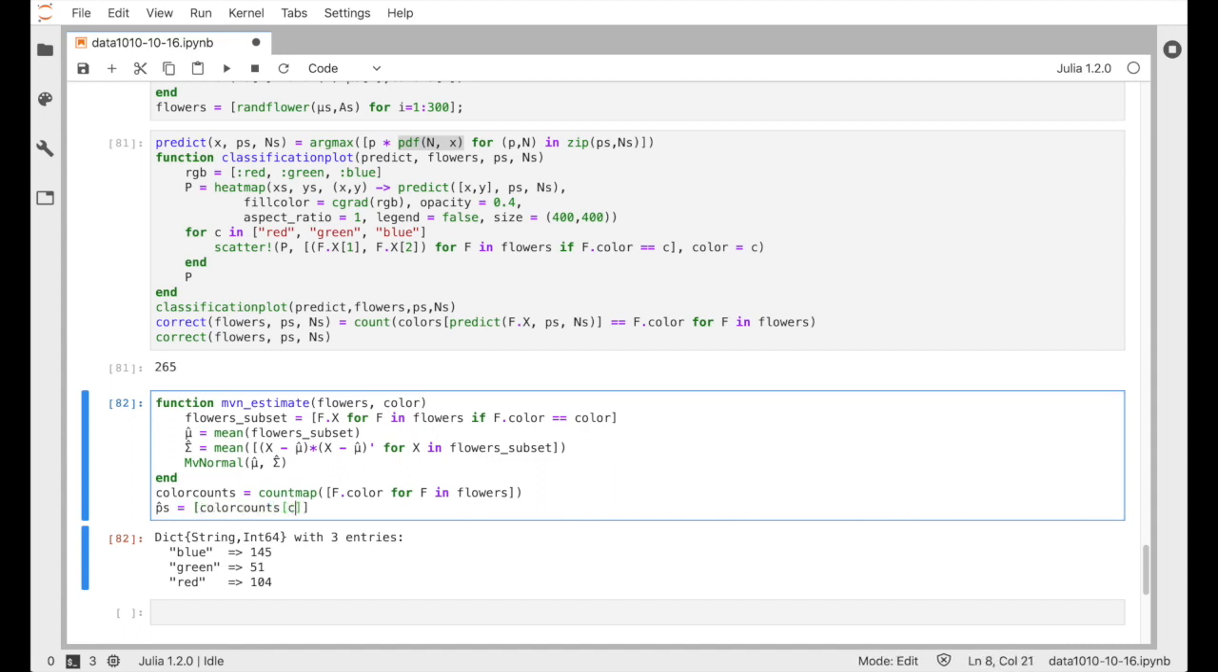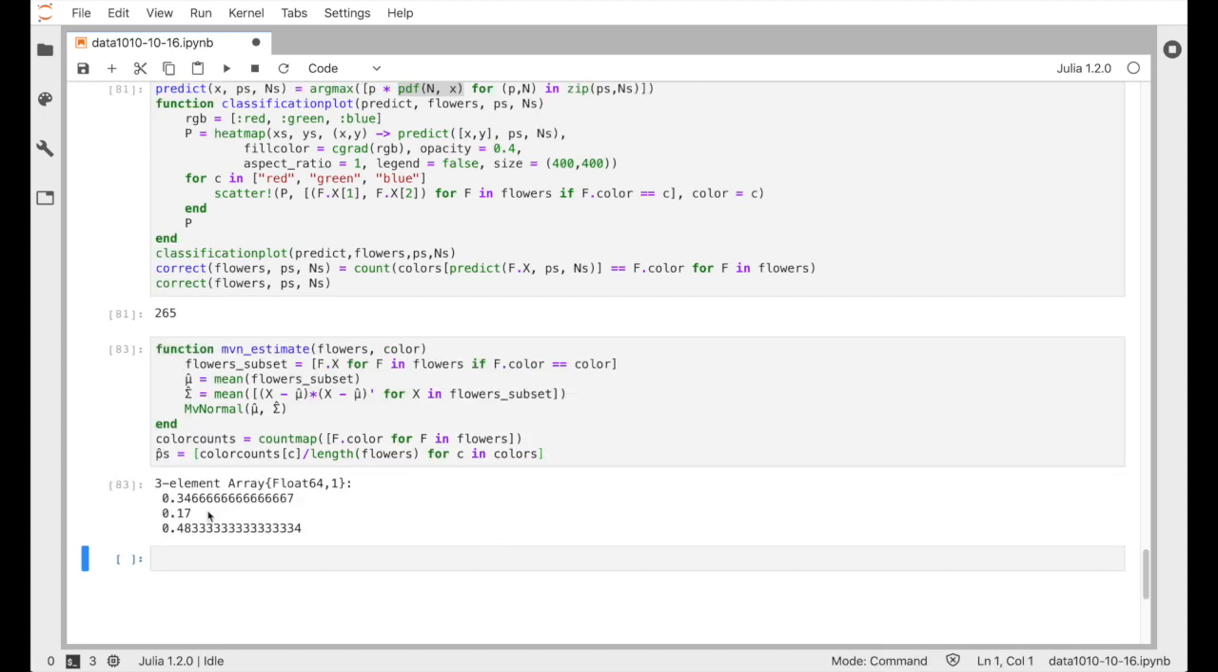So we'll do color counts, C, divided by length of flowers. So that's the proportion that are that particular color, and we do that for each color. So those are our observed proportions, and they're pretty close to the actual proportions, 1/3, 1/6, and 1/2.